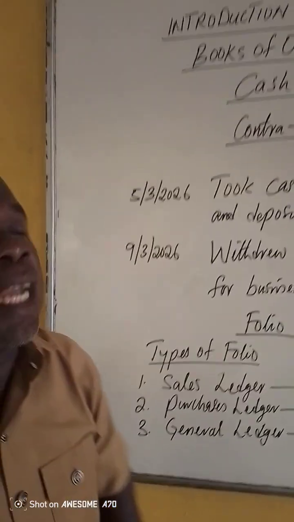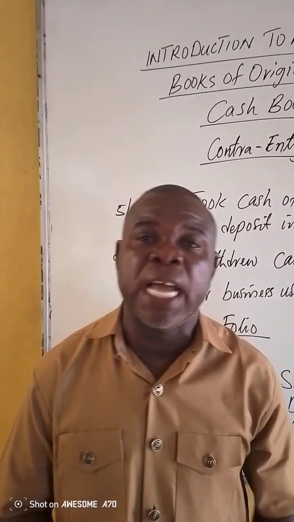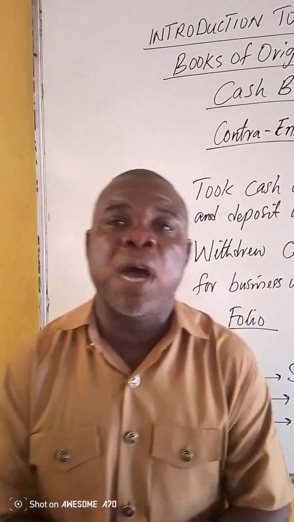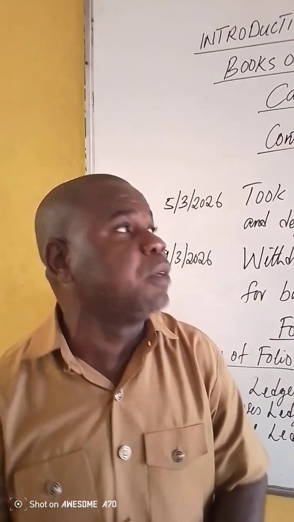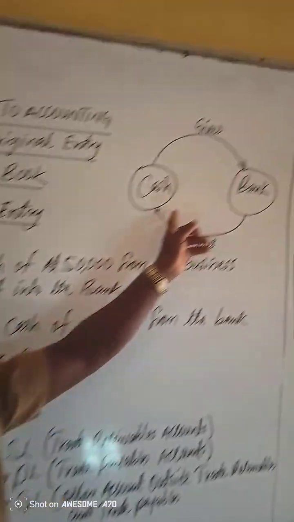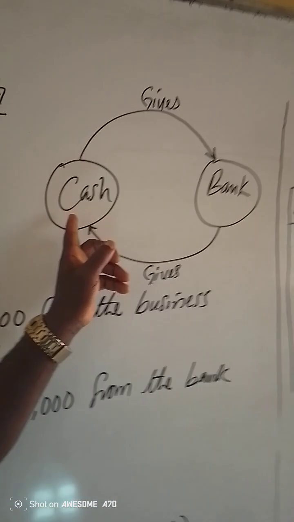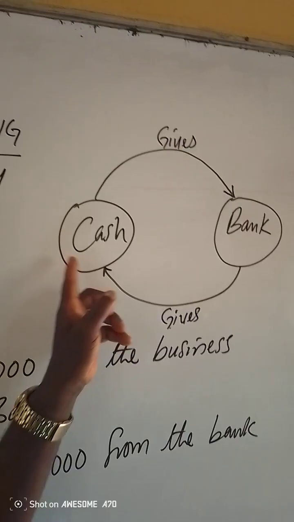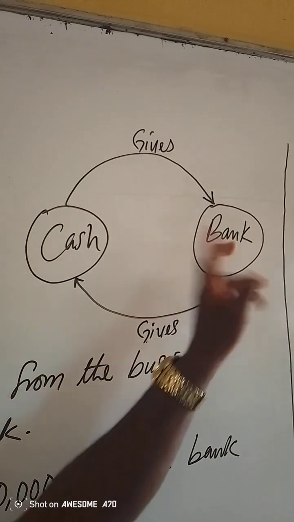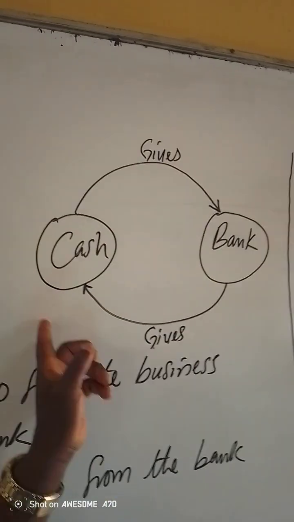Mind you, I told you that the contra entry is an entry that involves cash and bank under one account called the cash book. So one account must be giving and another must be receiving, as you can see in this illustration and in this diagram. It's either cash gives to bank or bank gives to cash. As cash is given to bank, bank will receive. As bank is given to cash, cash will receive.